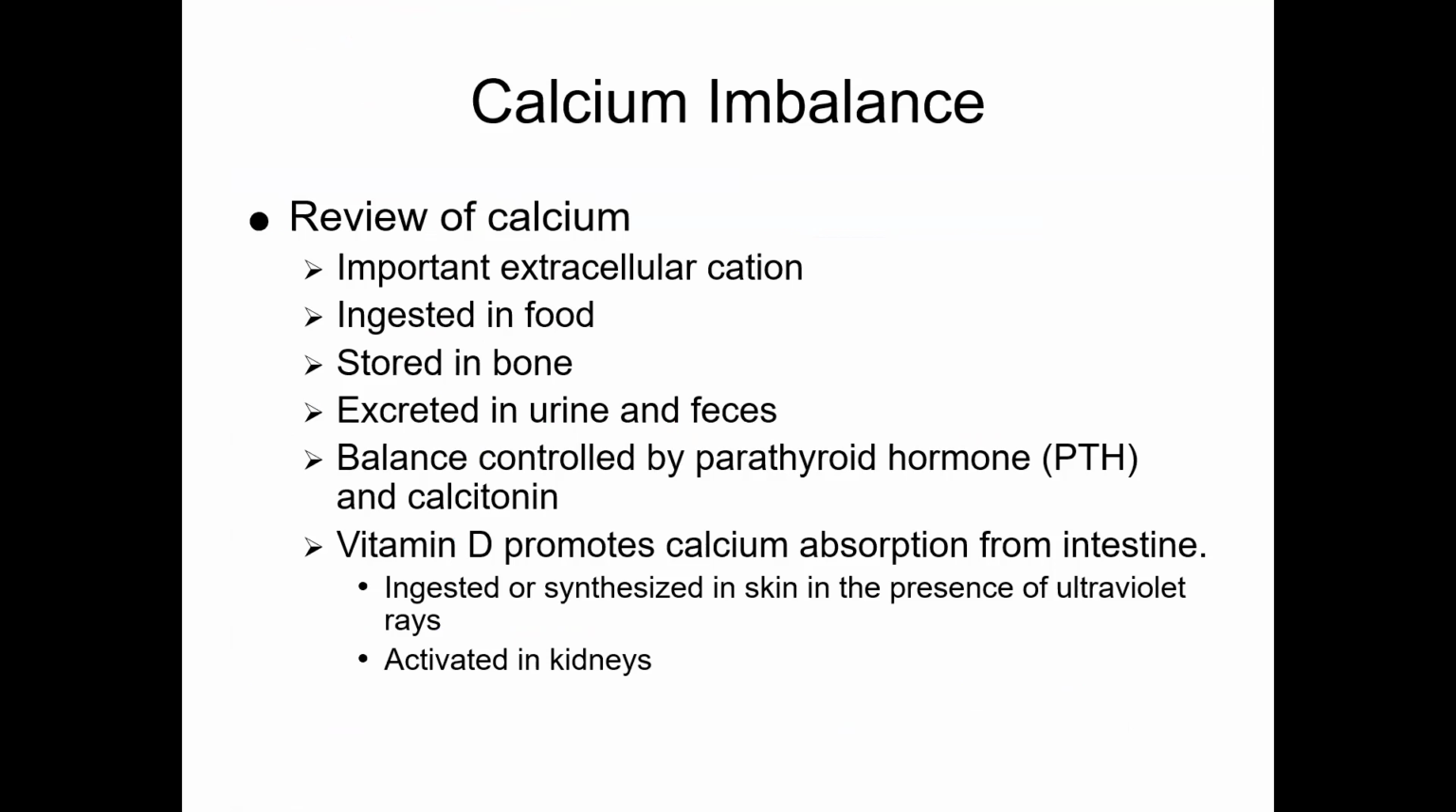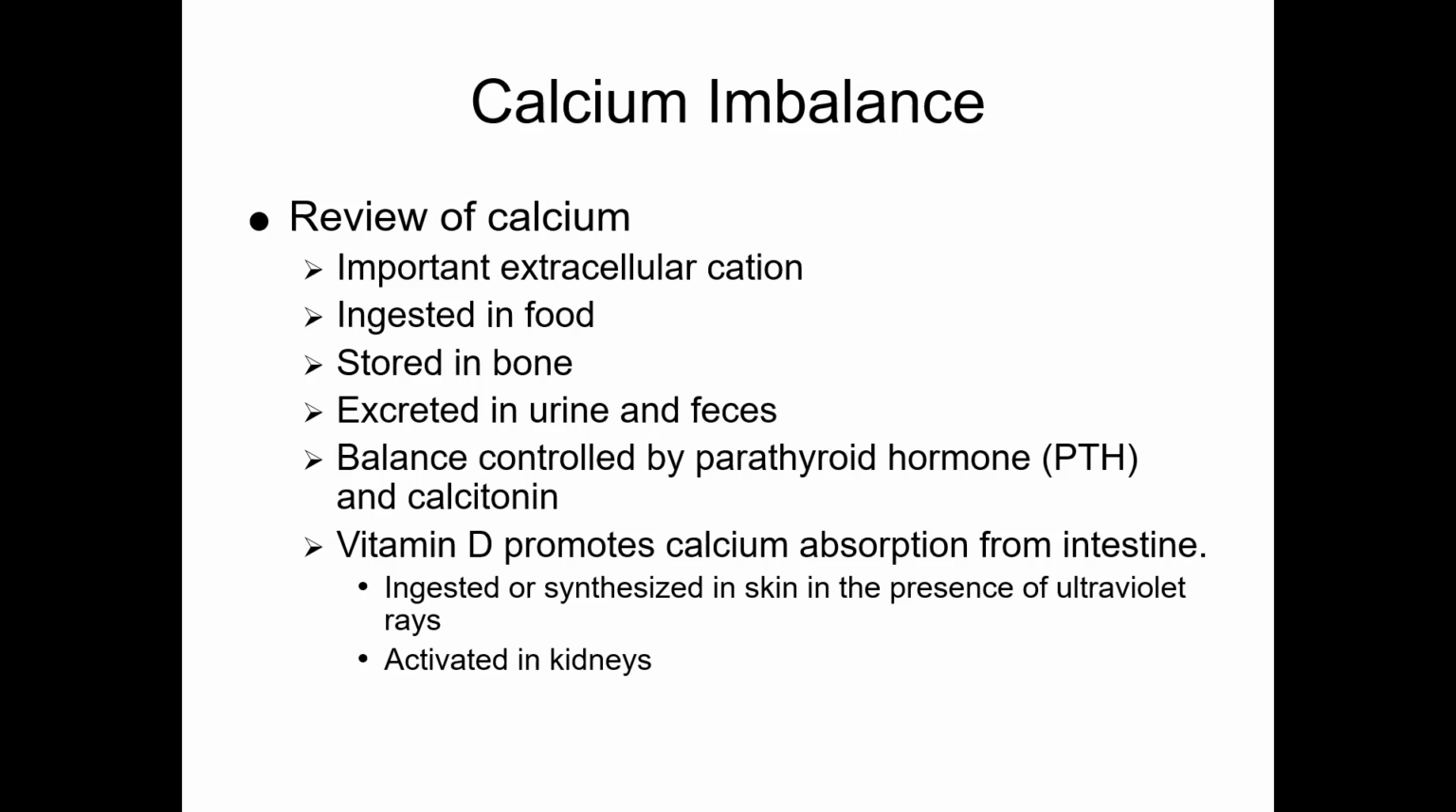All right, calcium. Calcium is an important extracellular cation. It's ingested in food, especially milk, stored in the bone, and excreted through the urine and the feces. The balance of the calcium is controlled by the parathyroid hormone and calcitonin. It's also influenced by consumption of vitamin D and phosphate. So low blood calcium levels stimulate the secretion of the parathyroid hormone, which will increase bone reabsorption, causing release of calcium and phosphate into circulation.